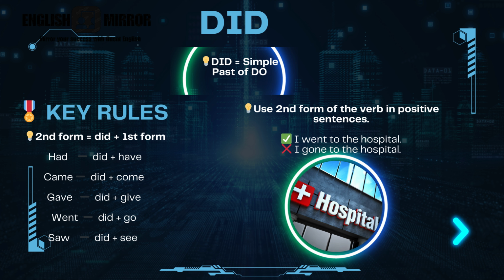And another rule is we use the second form of the verb in positive sentences. In the case of positive sentences, we use what? The second form of the verb. And actually, we learned that, right? Example: I went to the hospital. I is the subject and went is the second form of the verb.